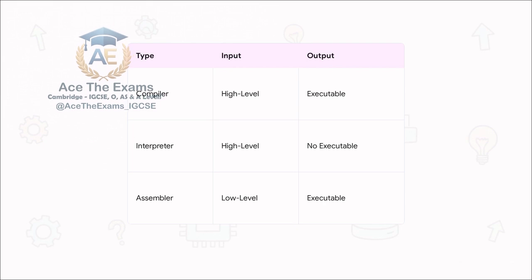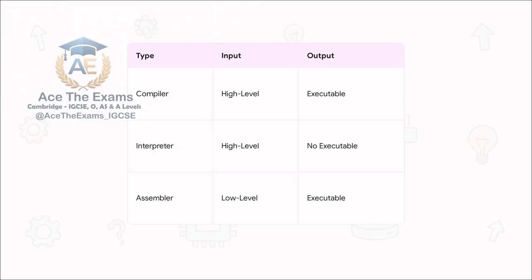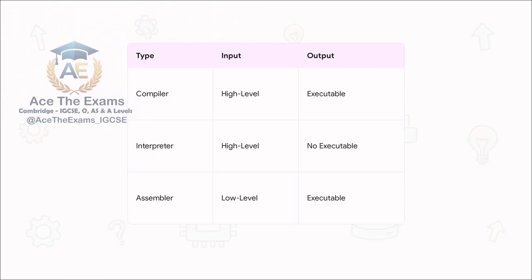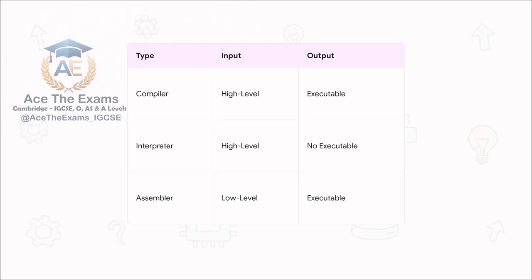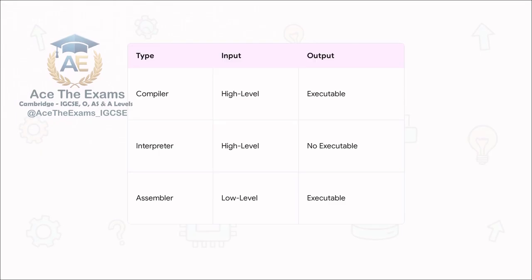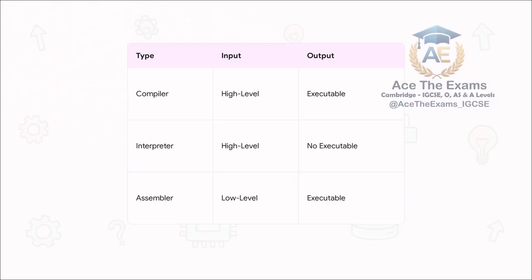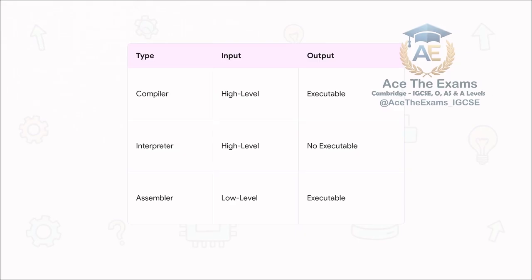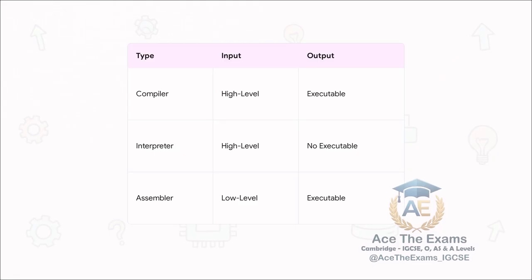This table right here is your ultimate cheat sheet for contrasting them. A compiler translates a high-level language program into machine code all in one go, producing a standalone executable file that can be distributed to customers and run without the compiler even being present. An interpreter, however, translates and executes a high-level language program one single statement at a time. It does not produce an executable file. Then we have assemblers, which translate low-level assembly language into machine code.